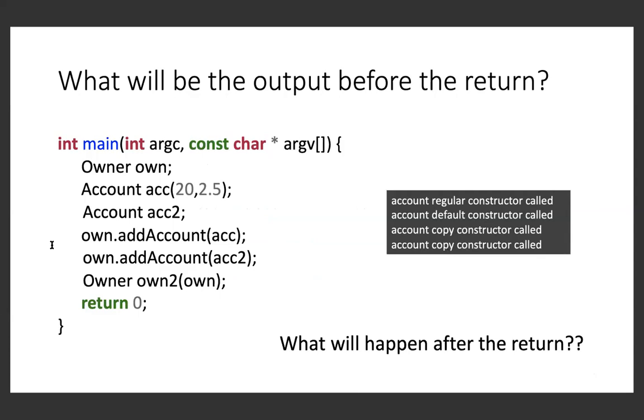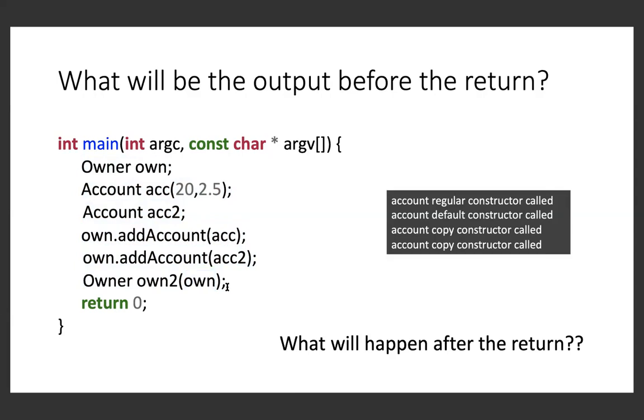Let's see what happens here. This is similar to the program we had before. This is the owner object, account ACC, account ACC2. We added both accounts to the owner object, and then we made a copy of owner. This is a new object of owner called own2, and we passed own to it, so we made a copy of owner.